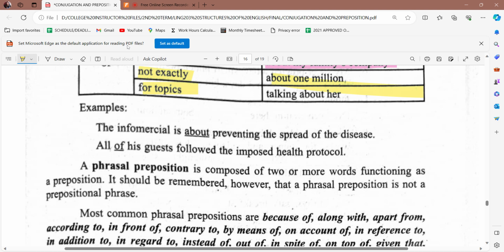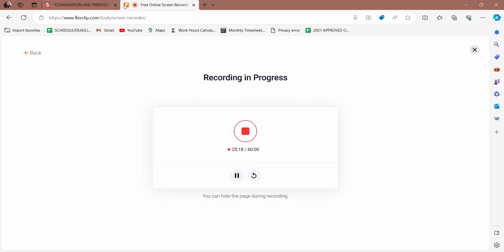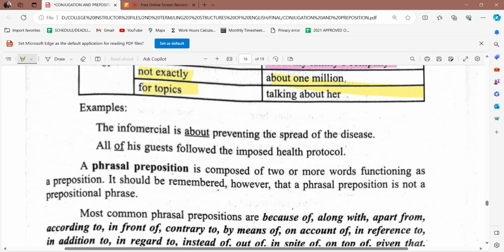So some other examples are: the infomercial is about preventing the spread of disease. Then we also have: all of his guests follow the imposed health protocol.